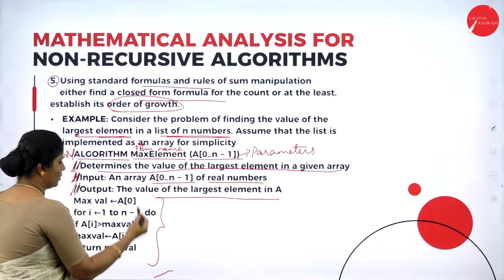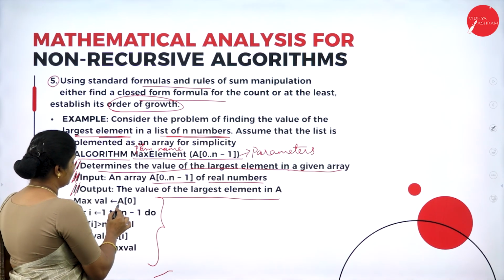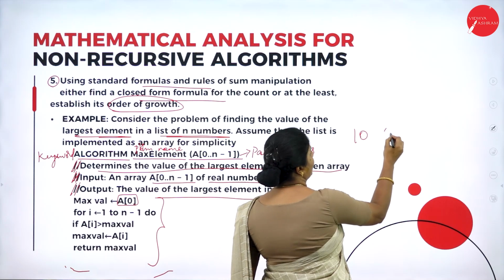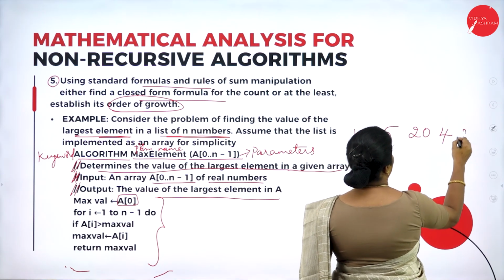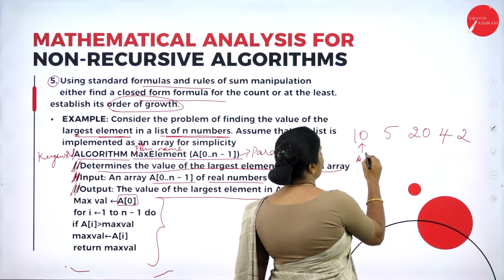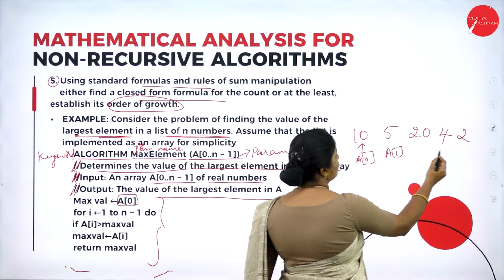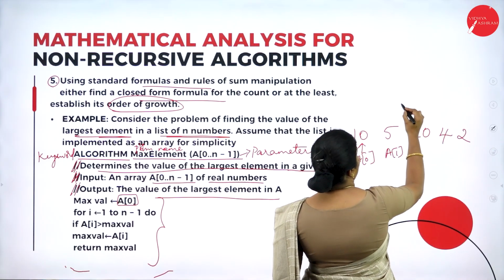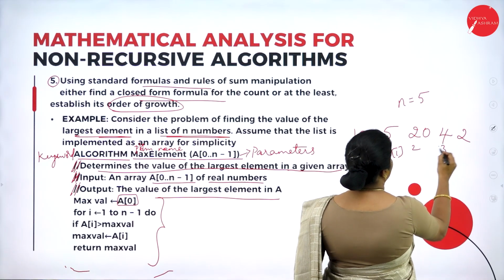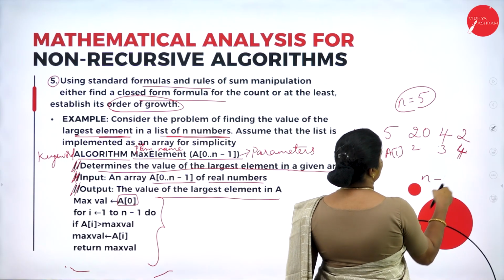So here is the body of the algorithm. Firstly, I am going to assign A of 0. For example, if I take an array 10, 5, 20, 4, 2, so this is my array elements. 10, the first element, has the index A of 0. Next is A of 1. So like this, it moves on till how many numbers I have? N is equal to 5. It is 0, 1, 2, 3, 4. I have n equal to 5, but I am getting the index n-1.